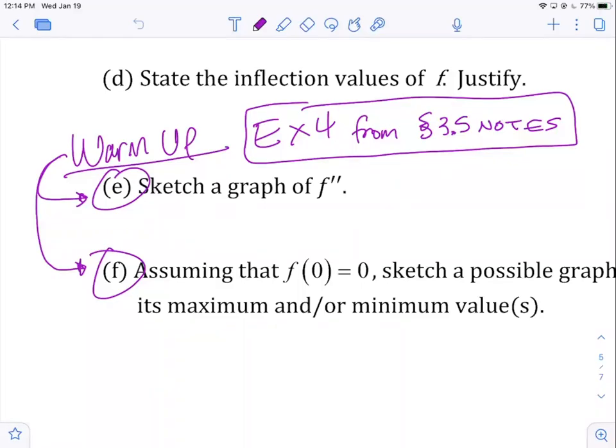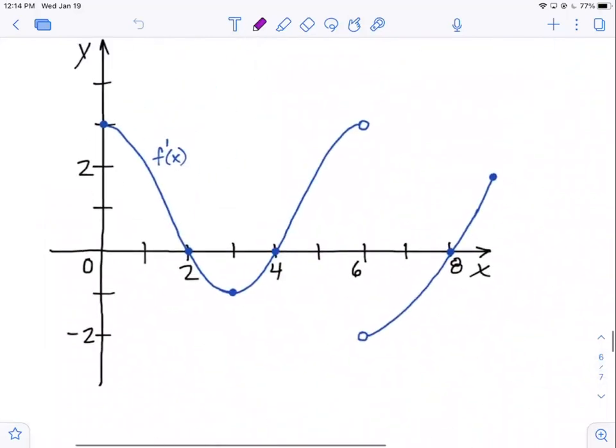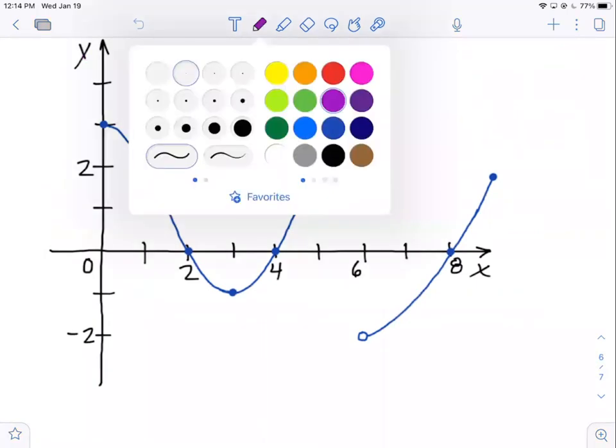Okay, so on example 4, if you want to go back through and answer the other questions, that's fine. But the sketching is the new part. So I went ahead and put this graph here, f prime, and we want to sketch the derivative. The first important step is to pick a flavor.